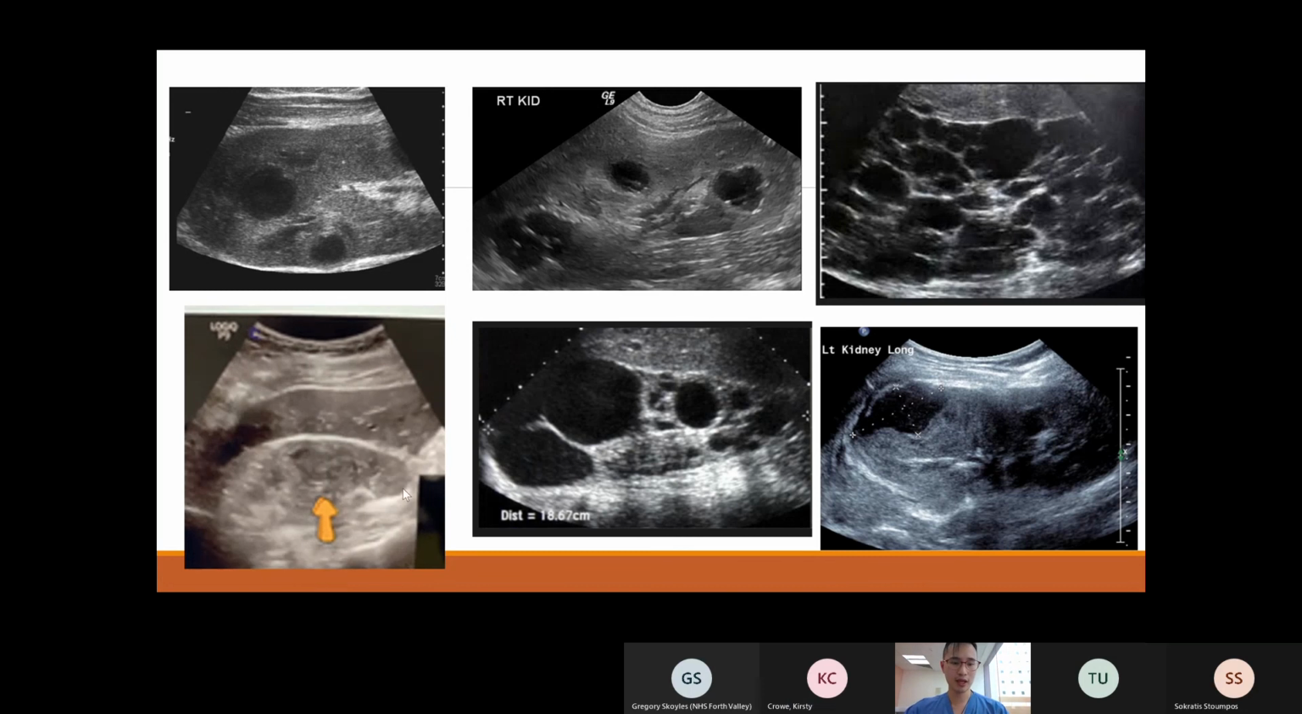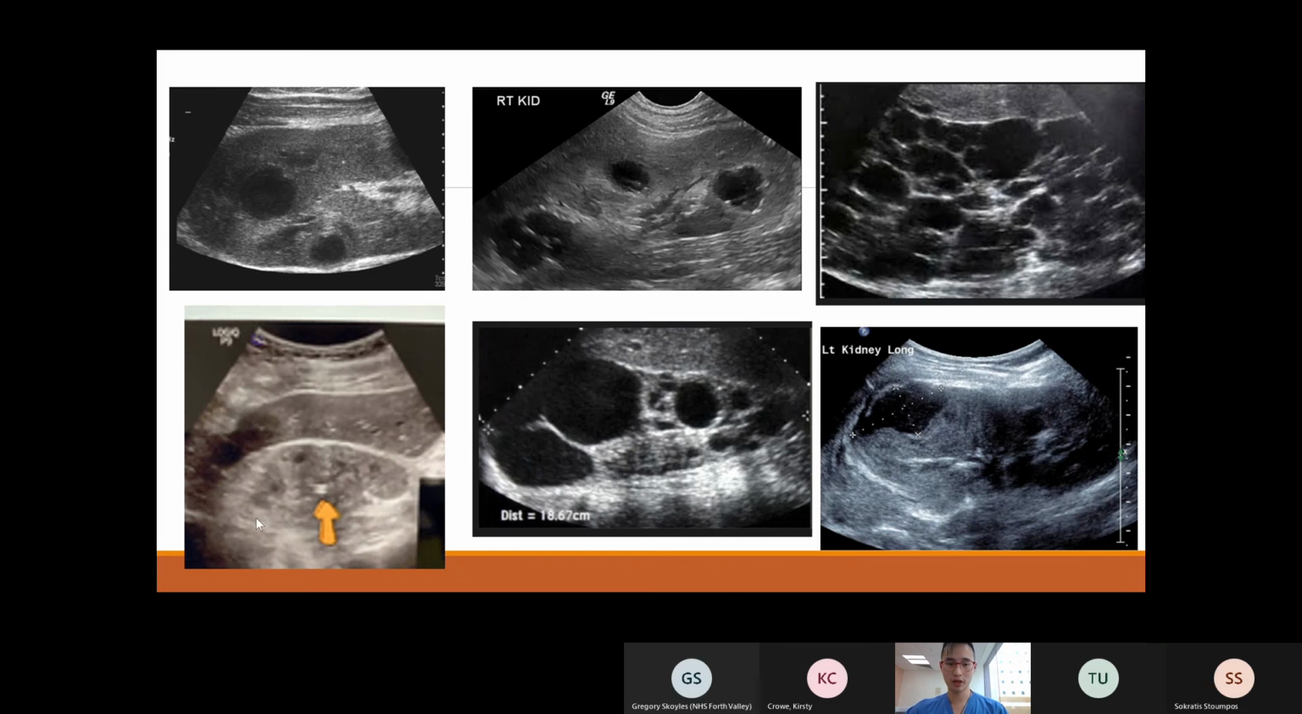Now, can anyone tell me about this kidney? What do you see here? Gregory, are you around? Would you be able to give this a bash?